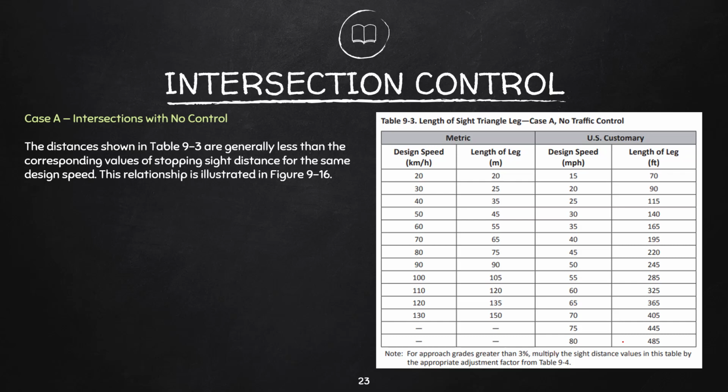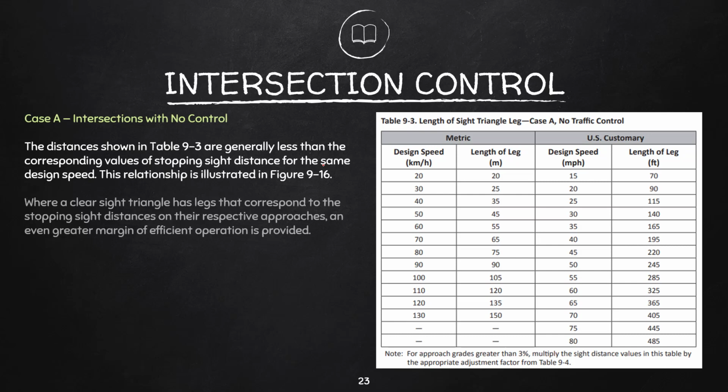The distances shown in this table are generally less than the corresponding values for stopping sight distance for the same design speed. This relationship is illustrated in figure 9-16. So, this means that these values are lesser as compared with stopping sight distances. That is because the drivers are decelerating even if there is no approaching vehicle in the intersection. So that affects this provision.